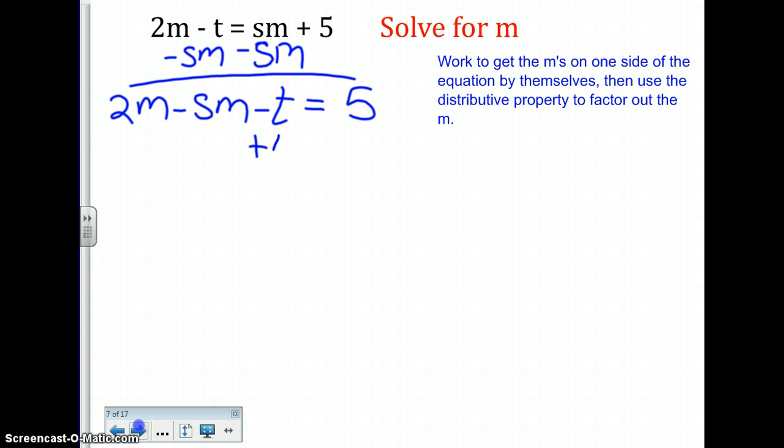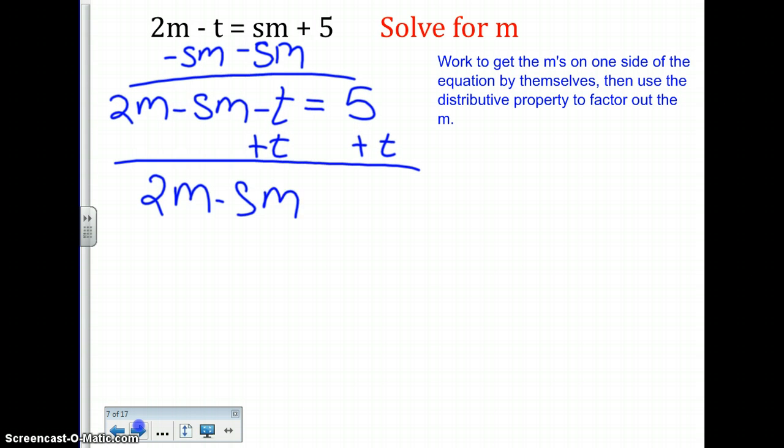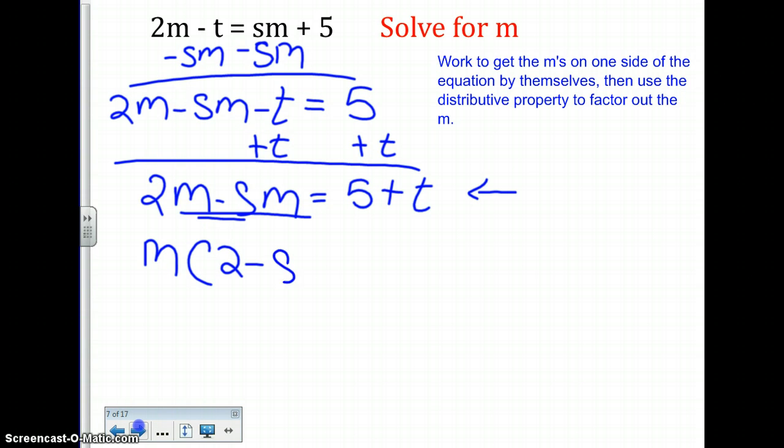Then we can go ahead and add t, and we can get 2m minus sm equals 5 plus t. Some people might get to this step all in one step. We went ahead and took 2 steps to get there, and that's okay. Now, I might notice that I have 2 terms here with m's in them. If I pull the m out and factor the common factor, I can go ahead and go 2 minus s times m equals 5 plus t.